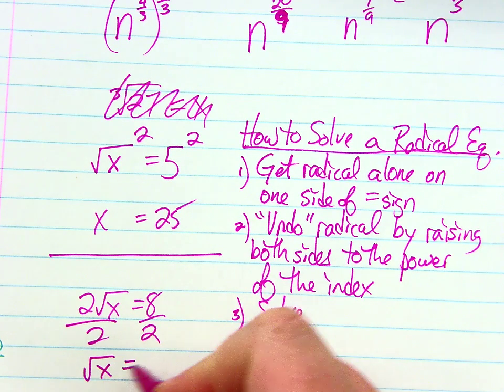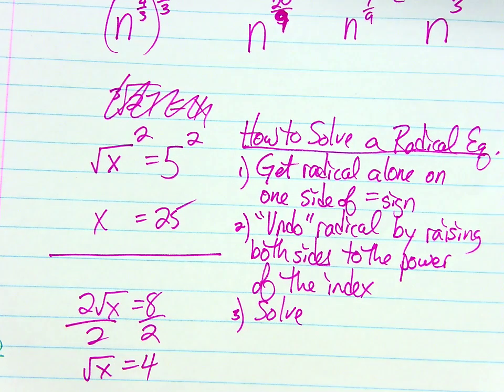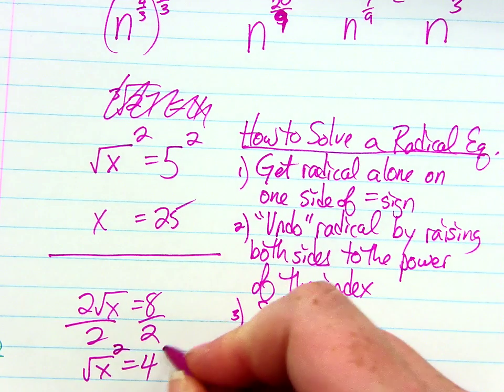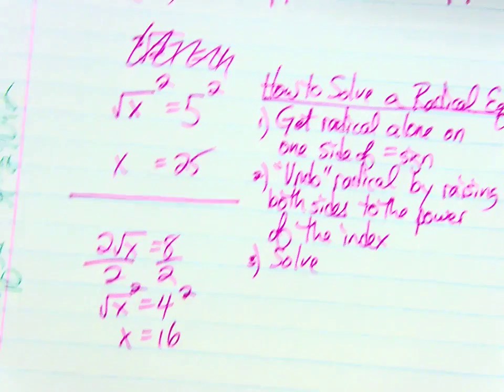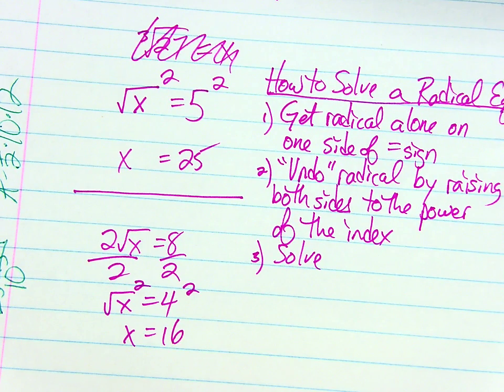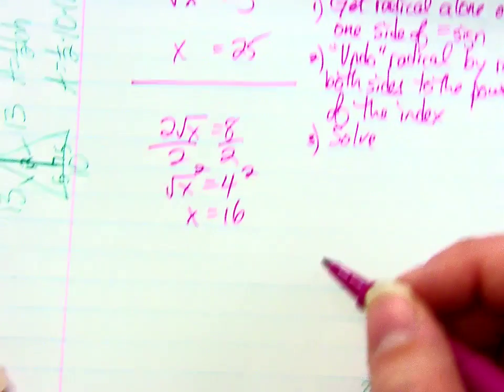You get the square root of x equals 4, and then I'm going to raise both sides to what power? To the second again, because I'm doing a square root. So I just get x equals 16. All right, well that's easy enough. Well, let's try one like number 3. Make it a little bit tougher.